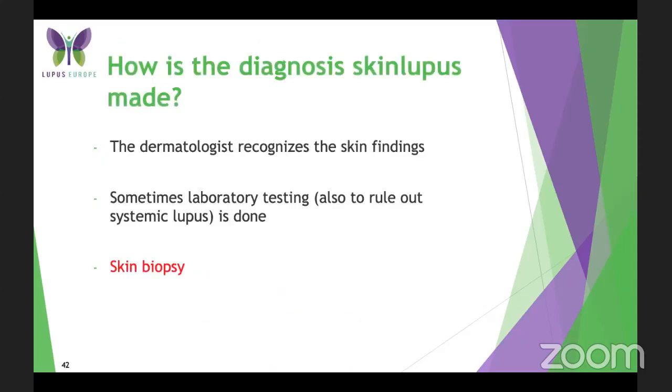So how is the diagnosis of skin lupus actually made? Because a lot of patients had to wait for years until someone makes a diagnosis. Well, usually the dermatologist or the rheumatologist recognizes the skin findings. Sometimes laboratory testing can be done, but the golden standard, if you really want to know it, is to take a skin biopsy. Next slide, please.